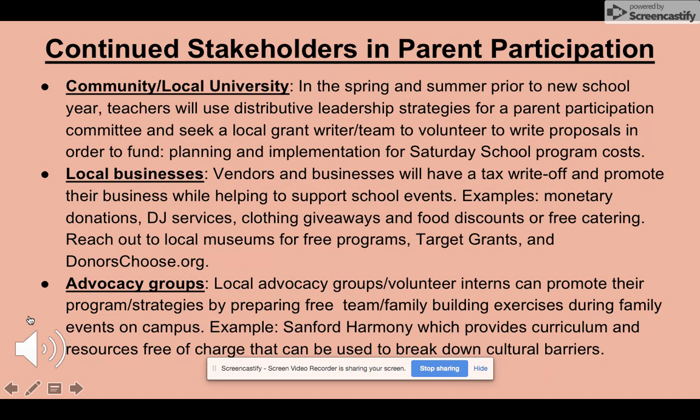Advocacy groups and volunteer interns can promote their program and strategies by preparing free team and family building exercises during family events on campus.